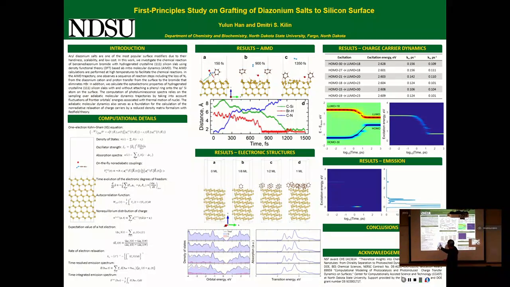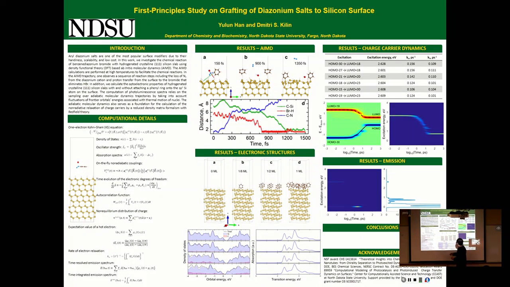I have two goals for this project. The first goal is to figure out how this kind of grafting reaction happens. The second goal is to find out what kind of effect this functionalization will introduce into the silicon surface system. So here is my model. This is the silicon 111 surface, and this is the diazonium molecule.